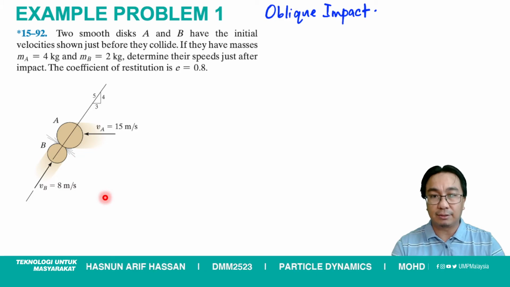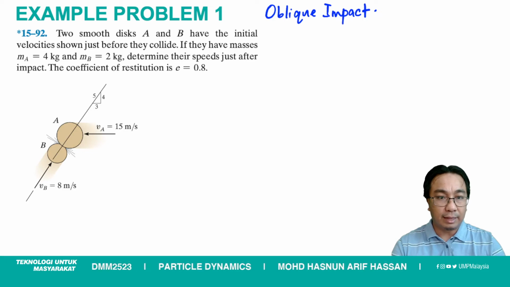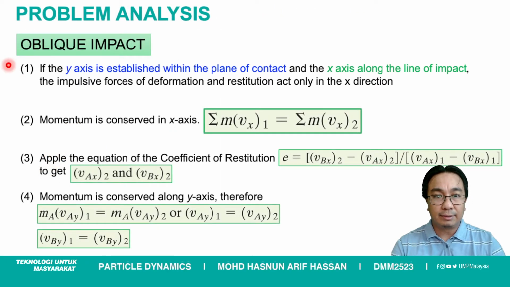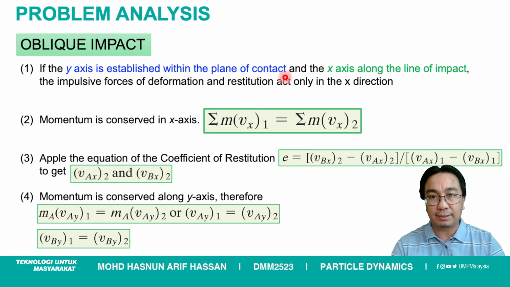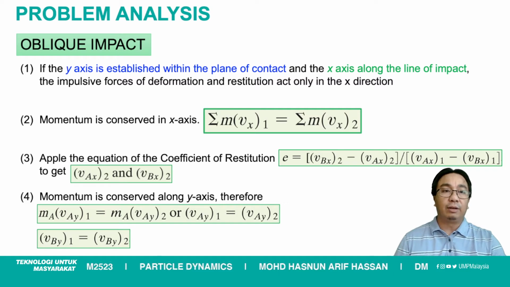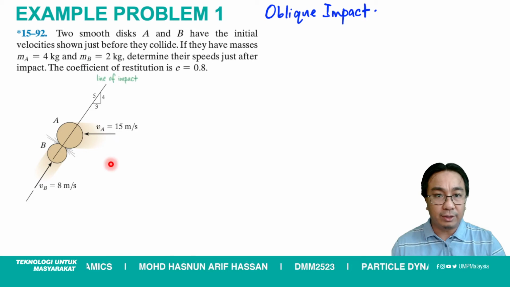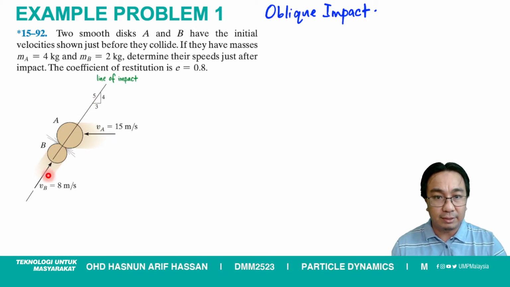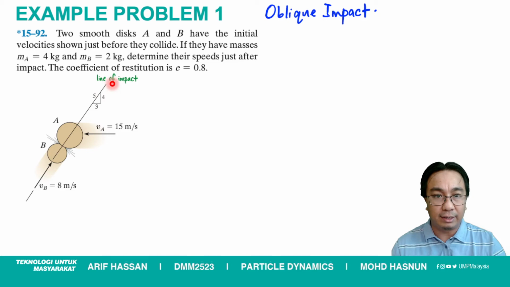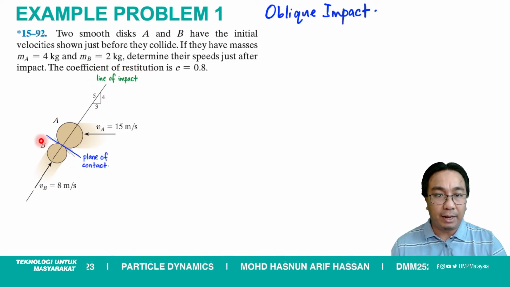x and y axis? So remember from our previous analysis strategy that the y-axis is established within the plane of contact and the x-axis along the line of impact. So now we need to know where is the plane of contact and which line is the line of impact. The line of impact first is this one. This is the line of impact. So clearly this will be our x-axis, and this is the plane of contact.